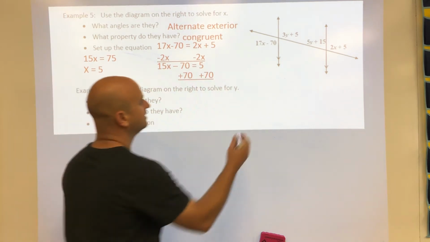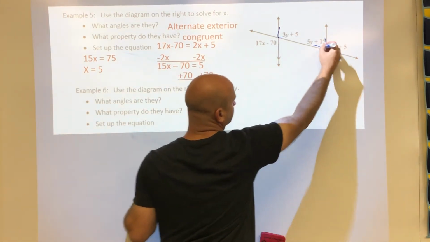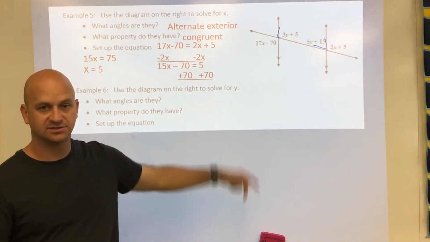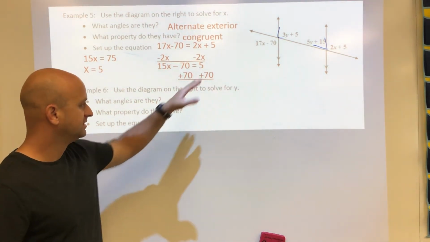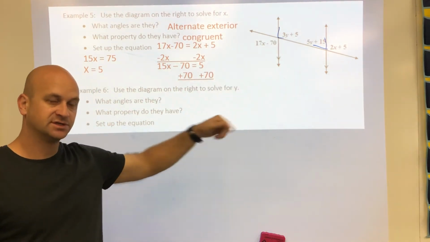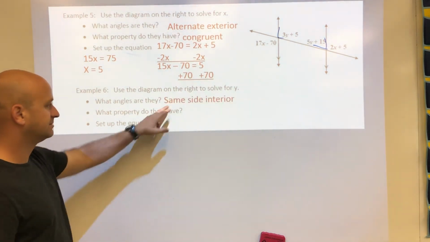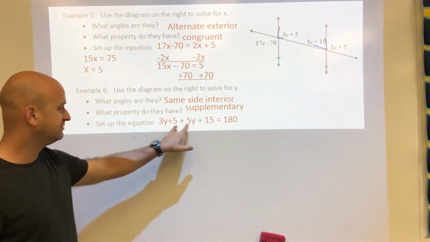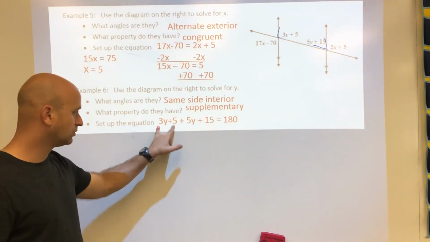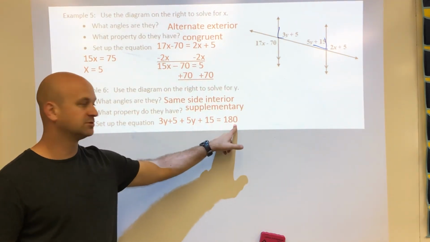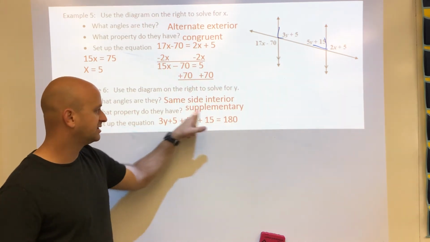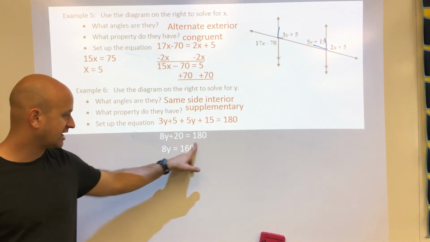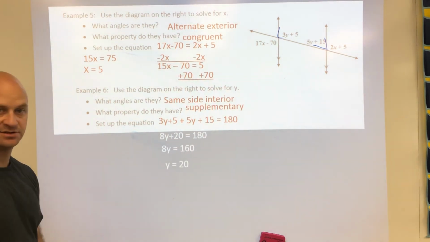All right, now to find y, we look here, and we notice that they're not the same size. So they're different sizes. So we know the property is going to be supplementary. Now to name it, they're both interior angles and they're supplementary. And so this is going to be a same side interior. All right, now the equation is going to be 3y plus 5 plus 5y plus 15, so the one angle plus the other angle is going to be equal to 180. And it's equal to 180 because it's supplementary. So we combine like terms, we subtract 20, and then divide by 8 to get our final answer.